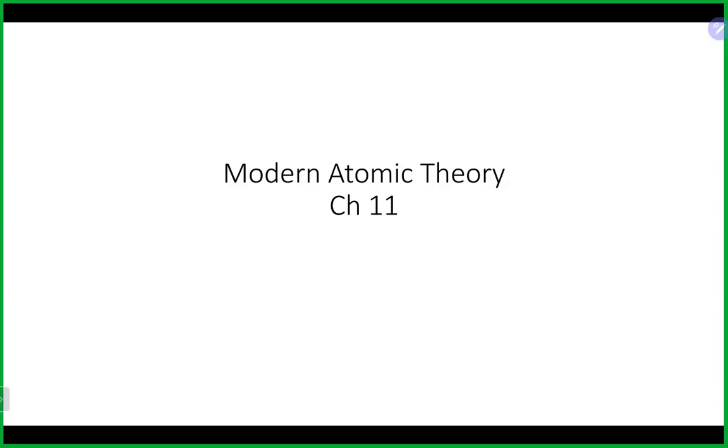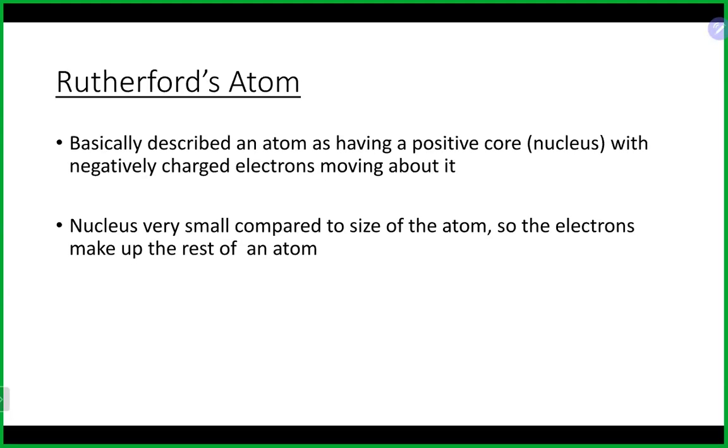So one of the ideas here is essentially this idea of electrons transitioning from one energy level to the next, and what happens in terms of how that occurs. So Rutherford basically described the atom as having this positive core nucleus. We have these negatively charged electrons moving around. The nucleus is really small compared to the size of the atom, and the electrons make up all that empty space.